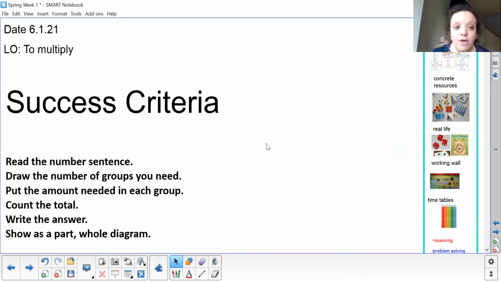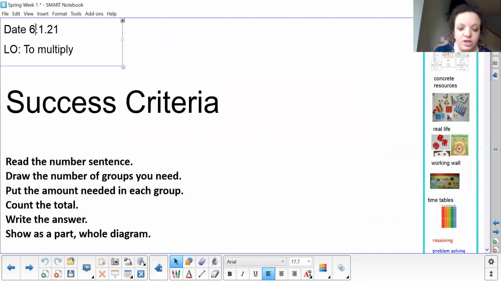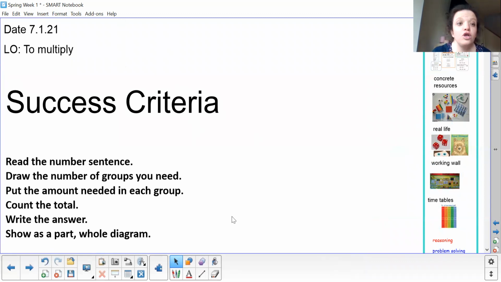So today we're going to be multiplying. I'm going to change the date because we're doing this on the 7th now. We're going to read the number sentence. We're going to draw the number of groups we need. We're going to put the amount needed in each group. We're going to count the total. We're going to write the answer, and we're going to show it as a part whole diagram.